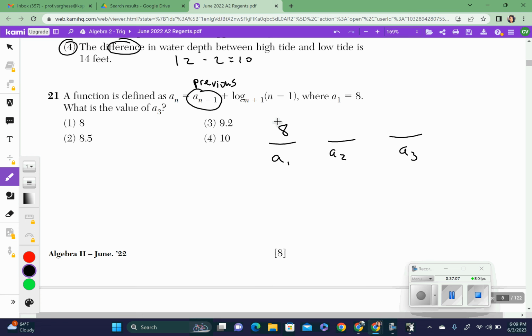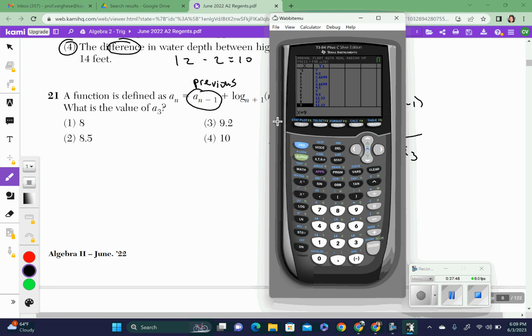So how do we find A2, right? A2 says we're going to take the previous term, which is 8, right? So this right here is going to be 8. And then we're going to do a plus sign, log of n. So what is our n here? N is 2. So it's going to be 2 plus 1. And then here we're going to do n, which again is 2, minus 1. So this becomes a straight calculator question. So this 2 plus 1 is going to be 8 log 3, and then 2 minus 1 is going to be 1. And so when I plug this into my calculator, 8 log base 3.